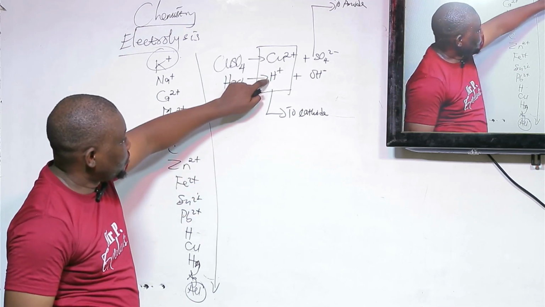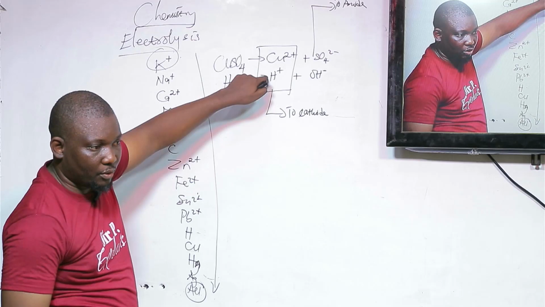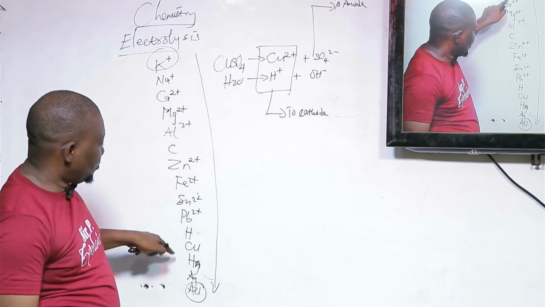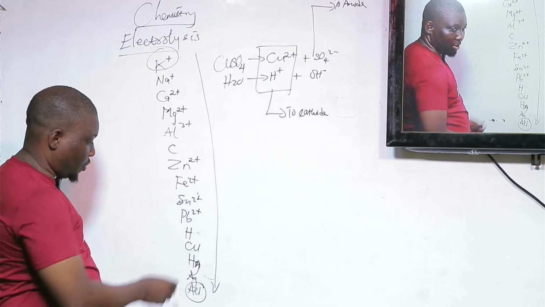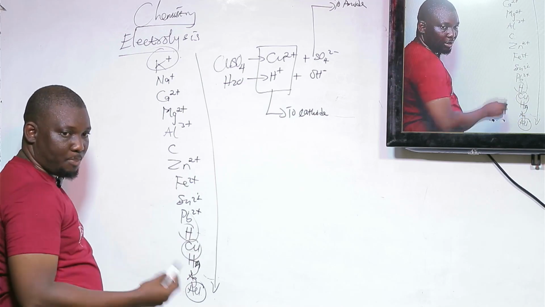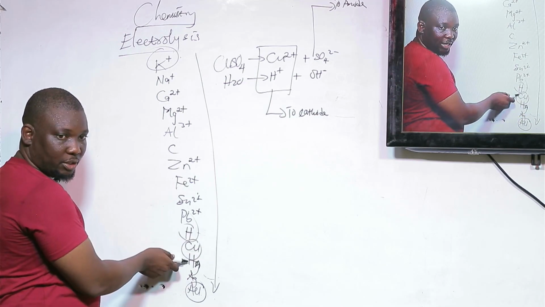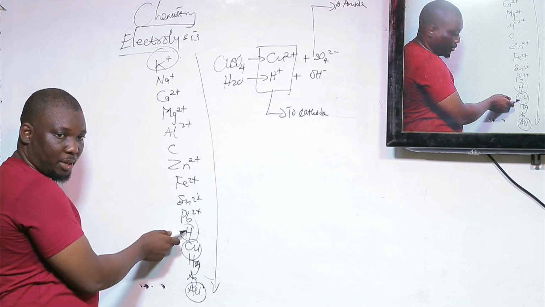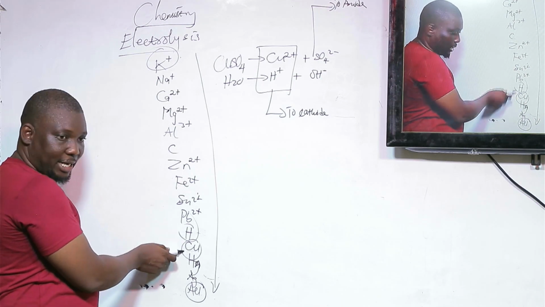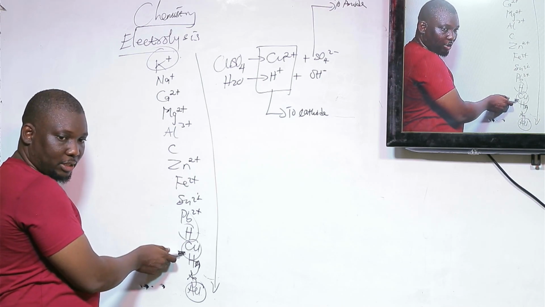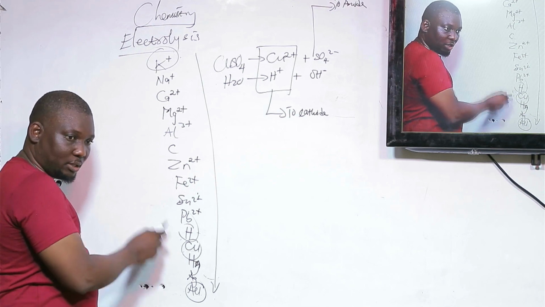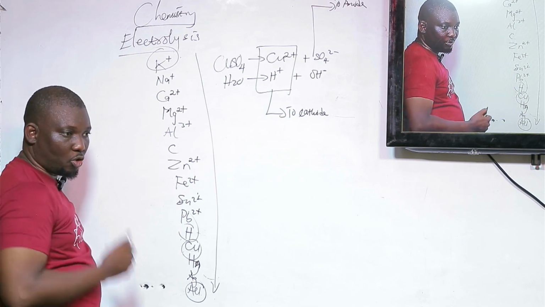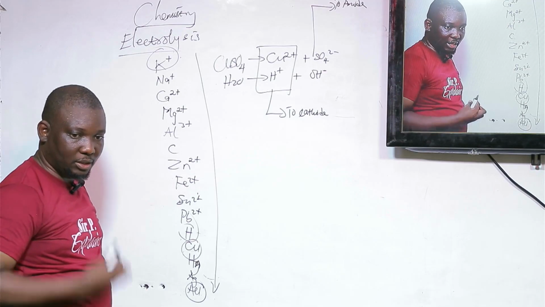Then check the 2 ions. Which of these 2 ions appears to be lower in the series? Come to the series and check the position of copper and hydrogen. It appears that copper is below hydrogen, or that hydrogen is above copper. So it means that hydrogen is higher than copper, or that copper is lower than what? Hydrogen. So which one is lower now? Copper. So copper here is preferentially what? Discharged.